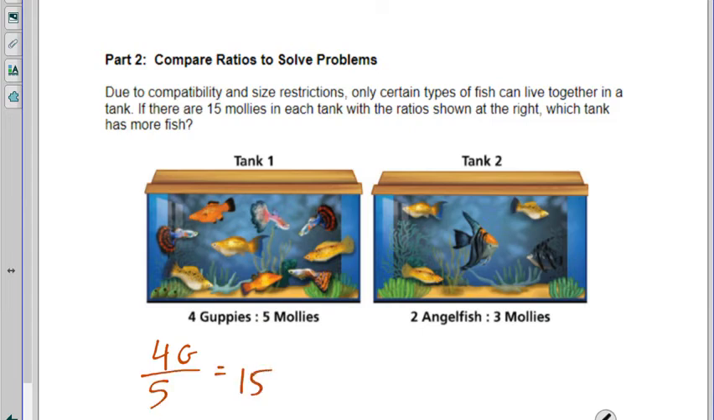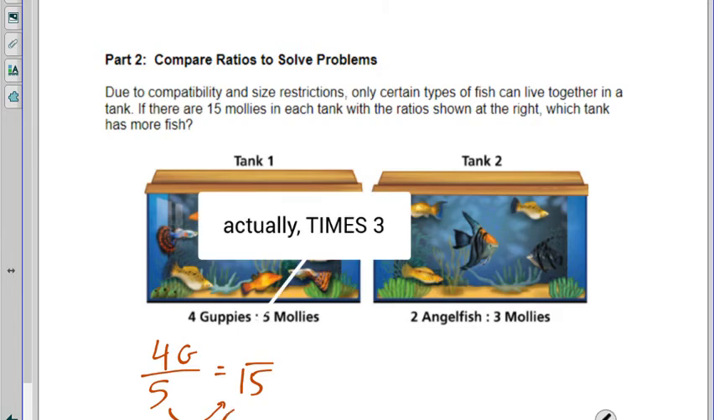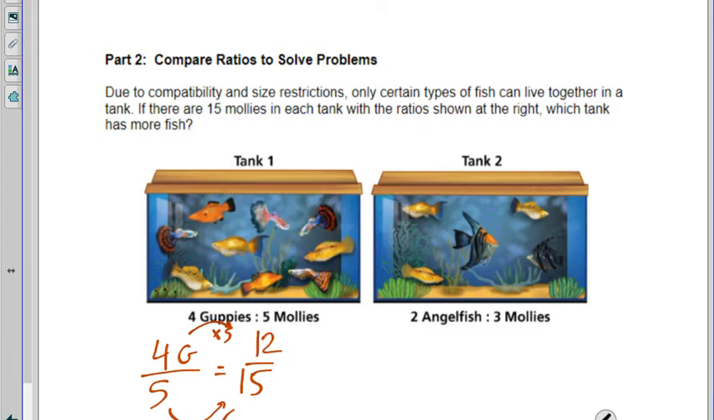Well, just like with equivalent fractions, we can find equivalent ratios. How do I get from 5 to 15 by multiplying? Well, that's times 5. Got to do the same to the numerator, or the top part of the ratio, and I get 12 guppies. Now in this tank, I have 12 guppies and 15 mollies, so 12 plus 15 is 27 fish.